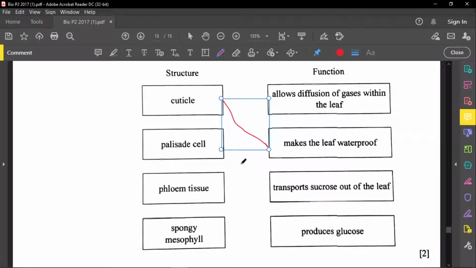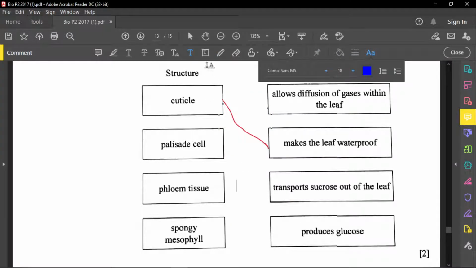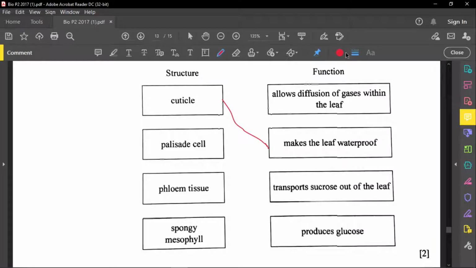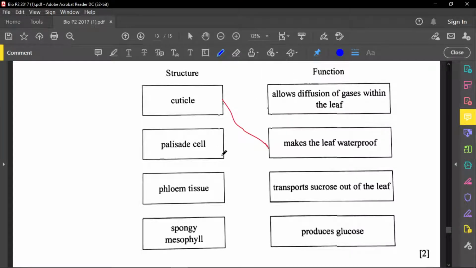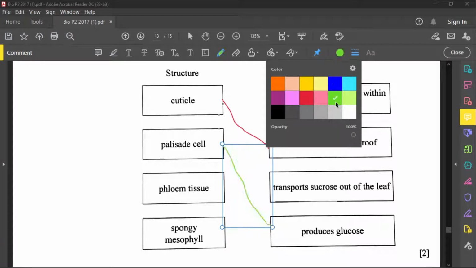All right, I'm going to use different colors so we could see them differently. All right, so let's look at another one here. Let's put that blue maybe. All right, palisade. Let's think about our palisade now. Palisade is responsible for photosynthesis. So in other words, it will help to produce glucose. So that will be our palisade right there. All right, let's look at another one again. Let's look at a different color for this one. Probably use green.